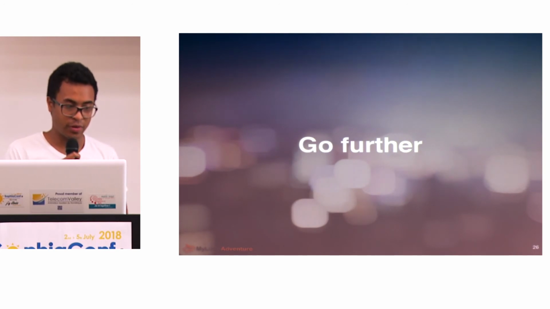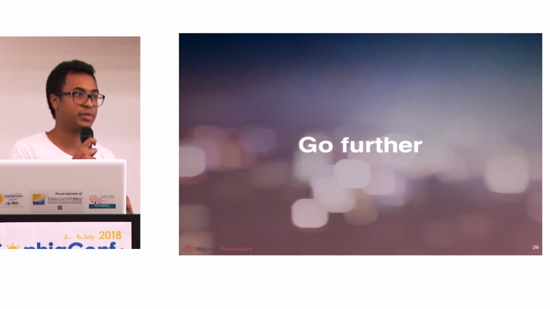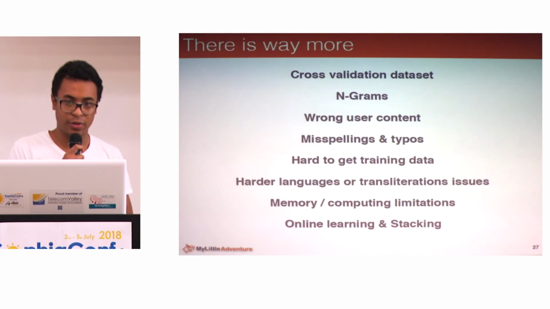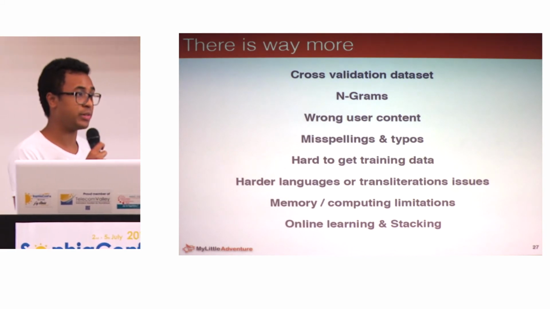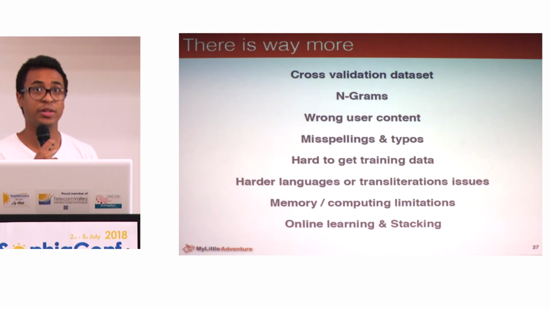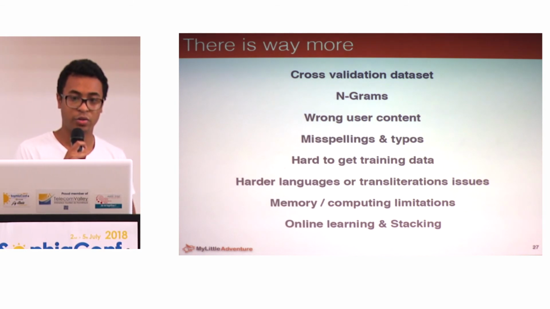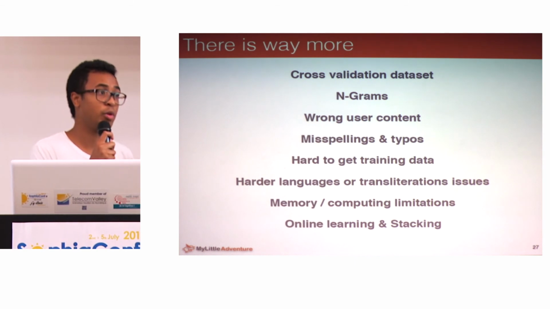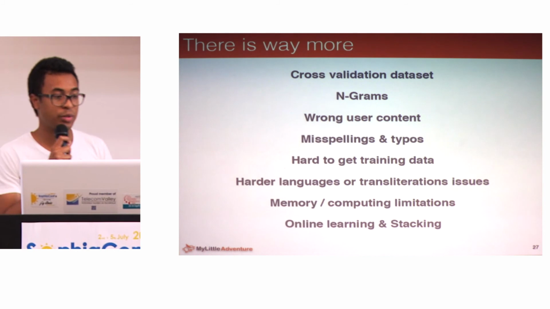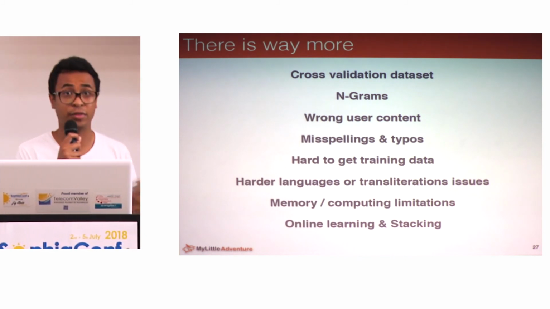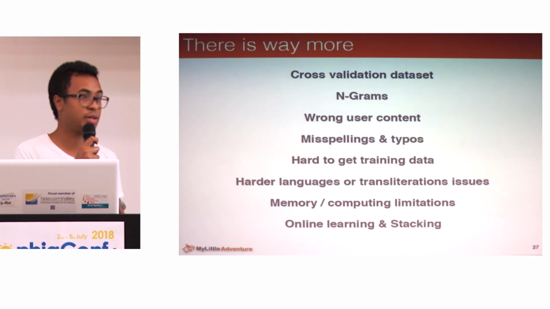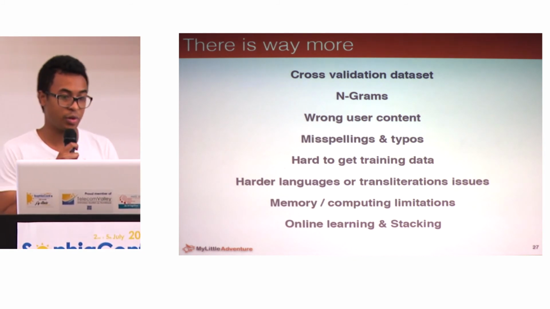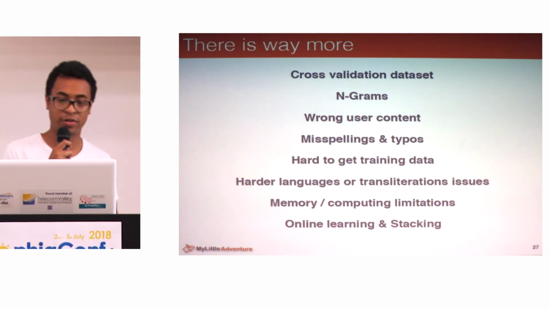You may want to go further because you may have various troubles that are a lot harder than I said. For example, it can be really hard to get training data for your problem. Or you can have wrong user content. Maybe you can have misspellings or typos. For example, we had a lot of people that instead of saying Eiffel Tower, wrote LF Tower. And LF Tower is not something that is real. You can also have memory or computing limitations, and so on.